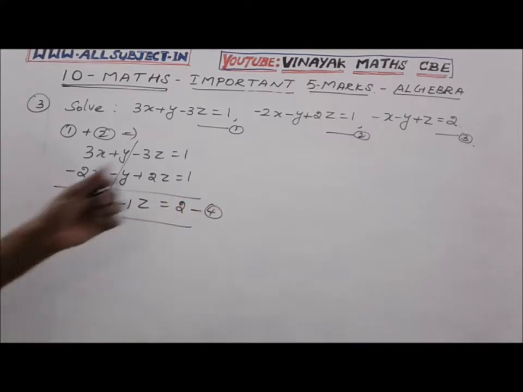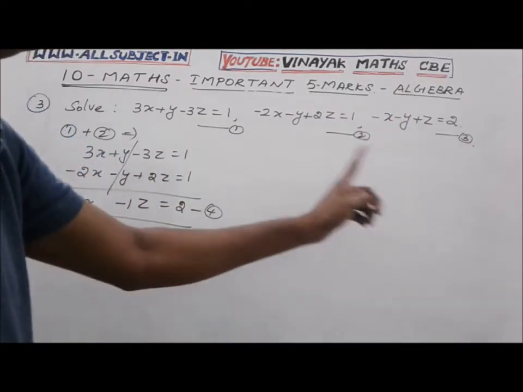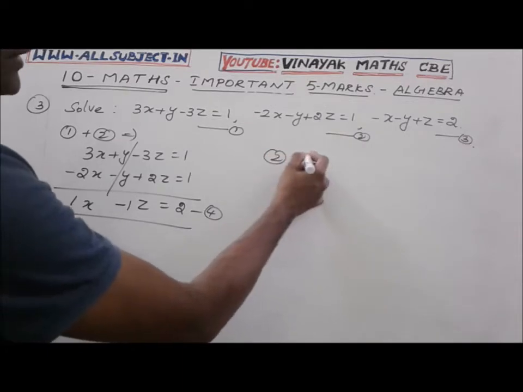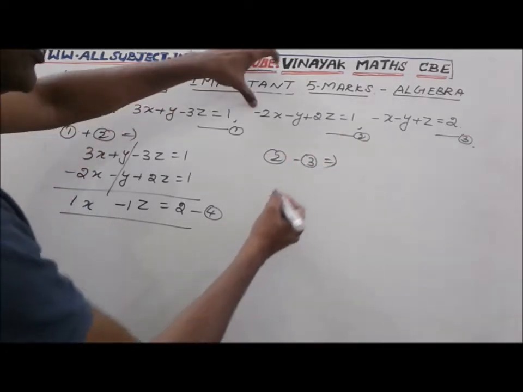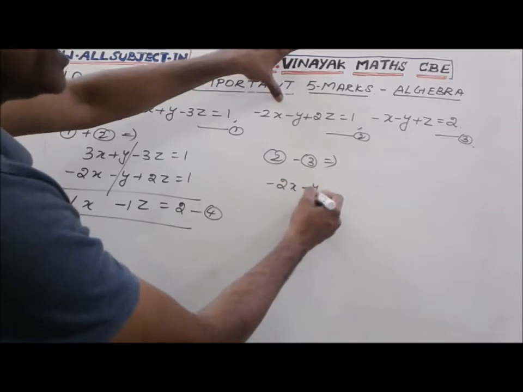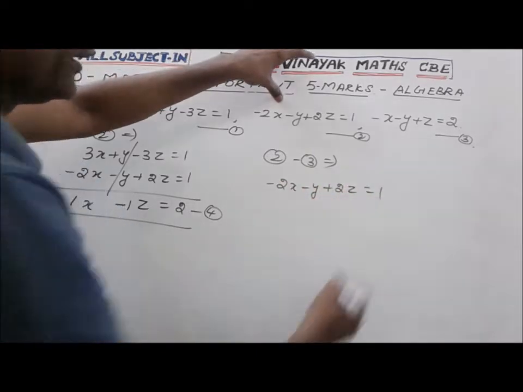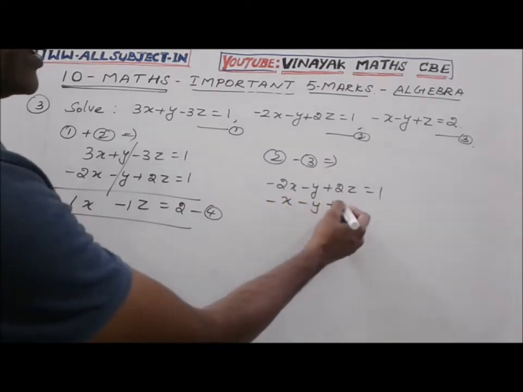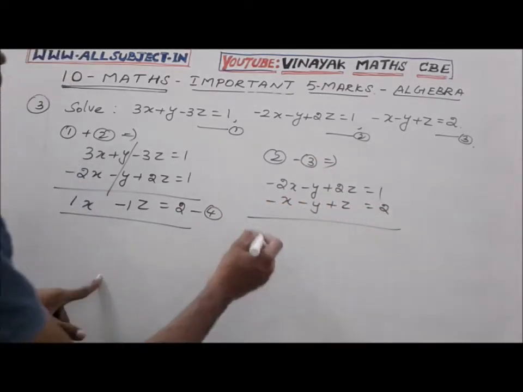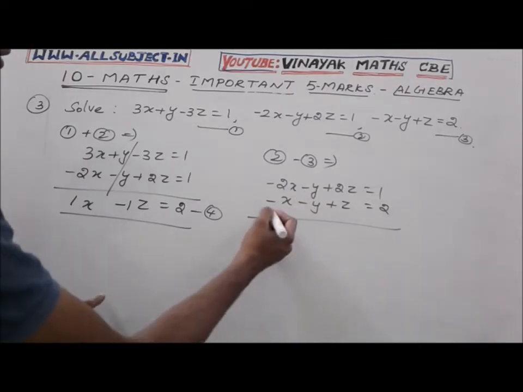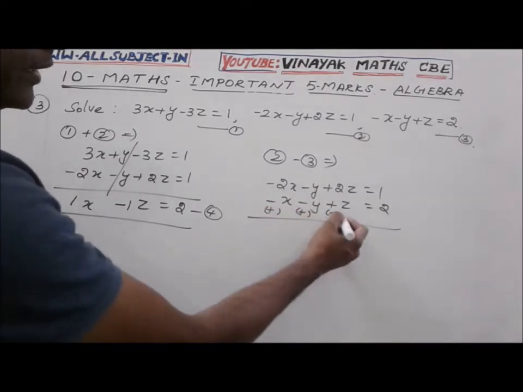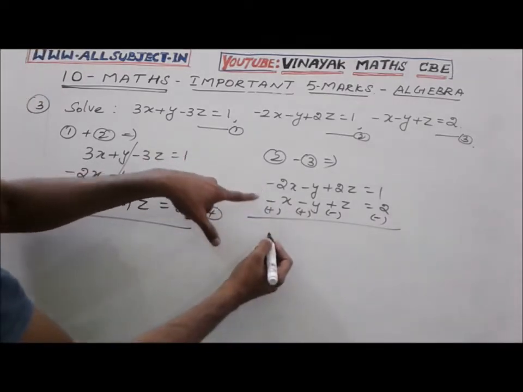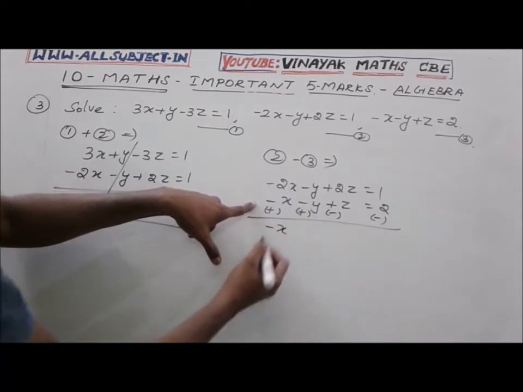And then taking 2 and 3, just subtracting, we can eliminate y here. 2 minus 3 implies equation 2 is minus 2x minus y plus 2z equal to 1, and equation 3 is minus x minus y plus z equal to 2. And we are eliminating y, so change its sign, which implies minus 2x plus x is 1x minus x.